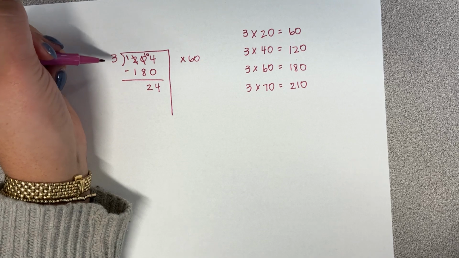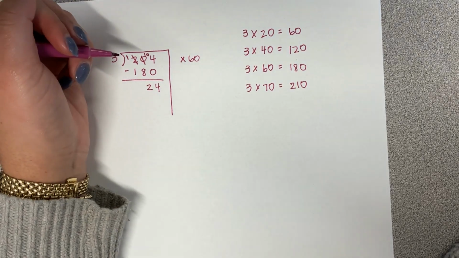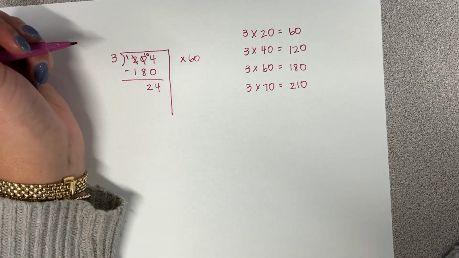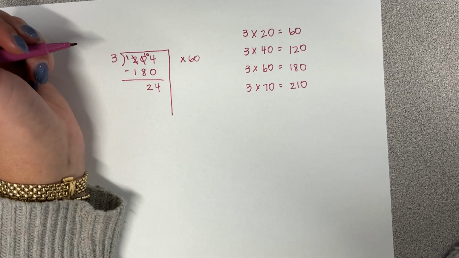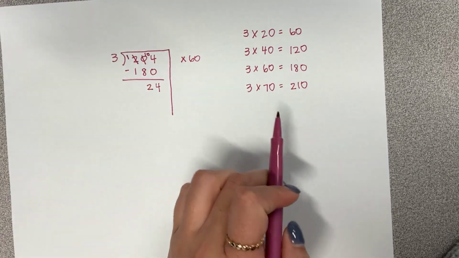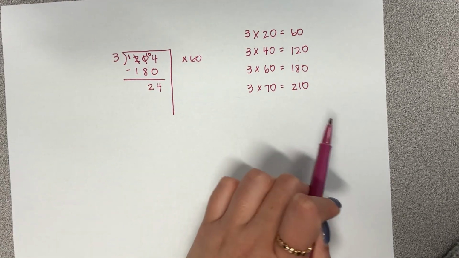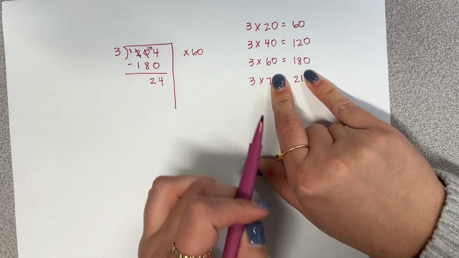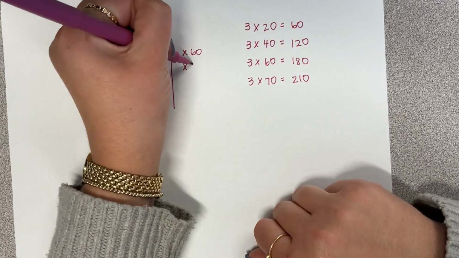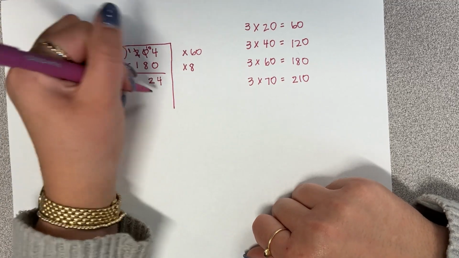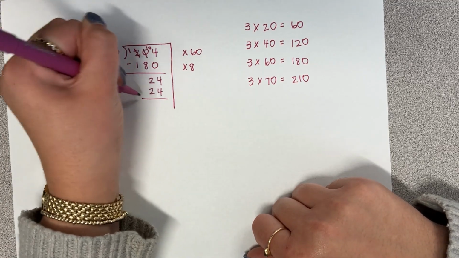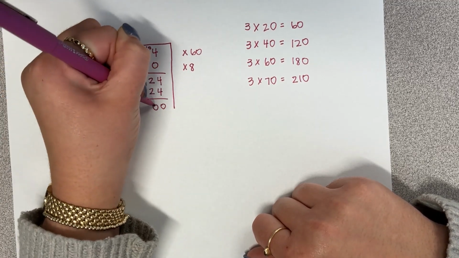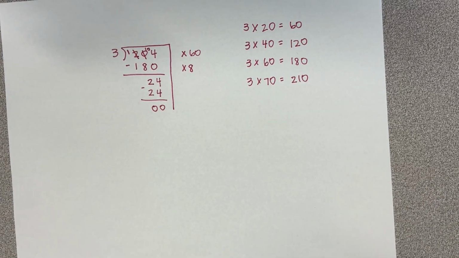I'm looking here, and I need to figure out 3 times what is going to get me to 24. If I know that over here 3 times 70 is 210, if I take off my zeros, I know that if I do one more, if I do times 8, 3 times 8 is 24. And when I subtract those, I get double 0, so I know I am done multiplying.